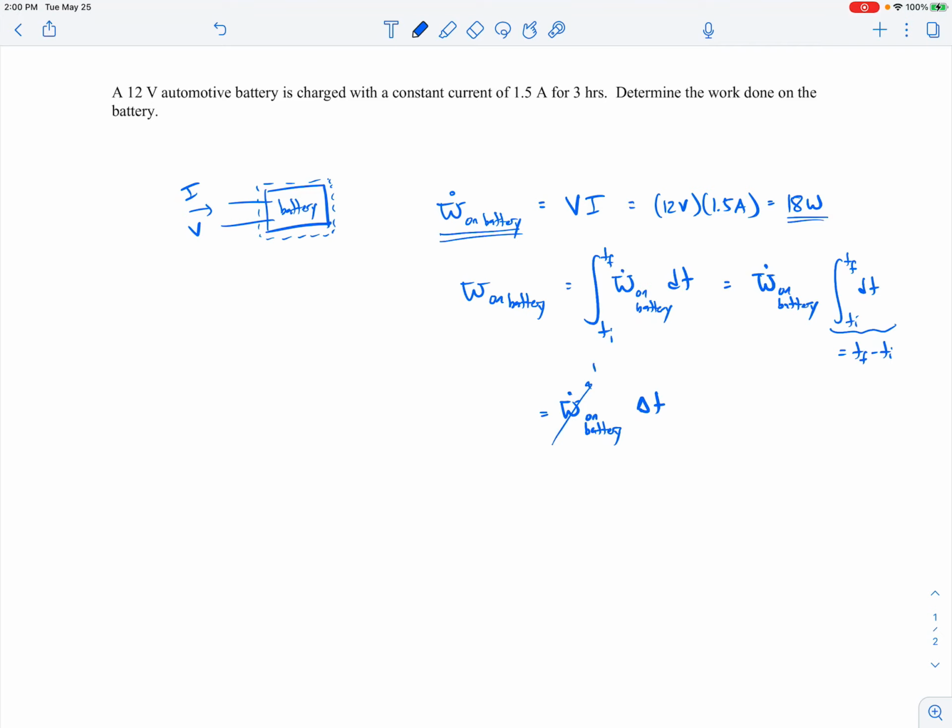This we just calculated was 18 watts. The time is 3 hours. Now we have to be a little careful with units here because watts is like a joule per second. So we need to convert the hours over to seconds. So I'm going to multiply this by 3,600 seconds per hour, so I can make sure I do the conversion properly. And when you plug the numbers in, this will come out to be 0.2 kilojoules of work on the battery.